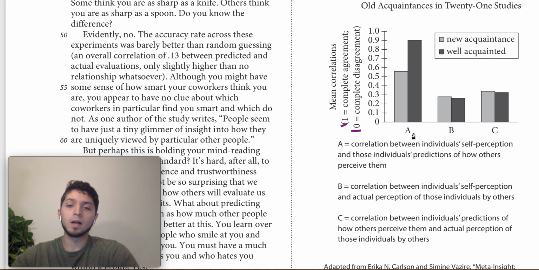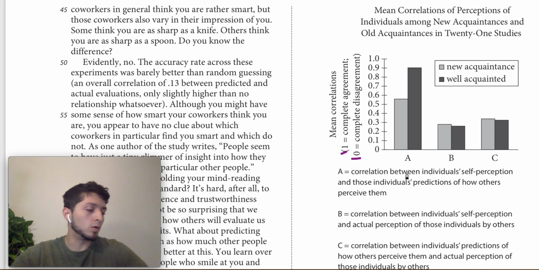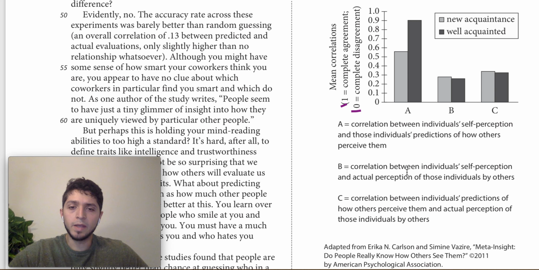Then we have these 3 columns, A, B, and C. And within each of these 3 columns, we have 2 separate columns, one for new acquaintances and one for well-acquainted, so close acquaintances. So let's read through each of these, A, B, and C. So A is the correlation between individual self-perception and those individuals' predictions of how others perceive them. This is actually like the hardest one to understand, so let's make sure we get a sense of what it means.